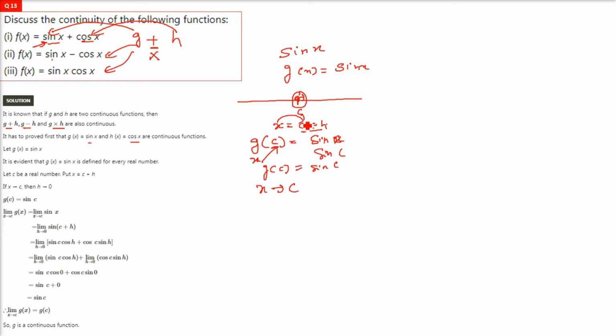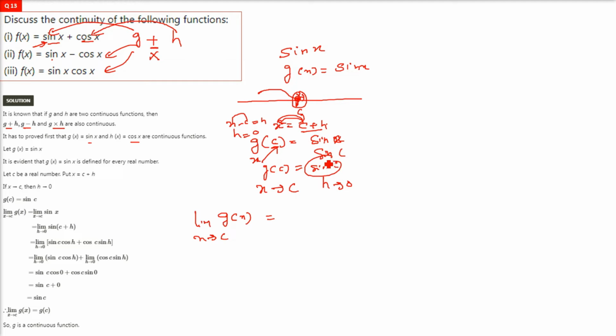I am replacing x by c plus h. So x minus c is h. When x is tending to c, what does it mean? When x and c are the same, x minus c is 0. So h tends to 0. So when x is tending to c, and h tends to 0, then this g of x function, when x is actually approaching c, and as I said, we are replacing x by c plus h.